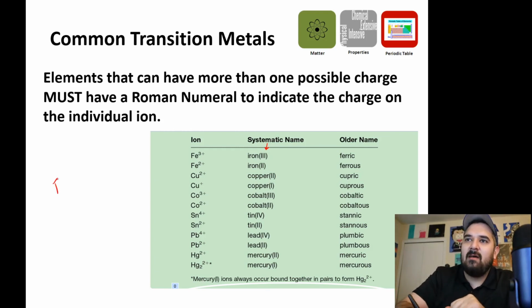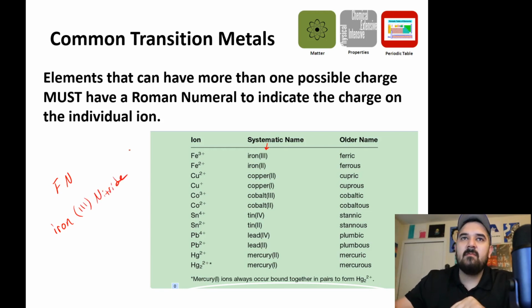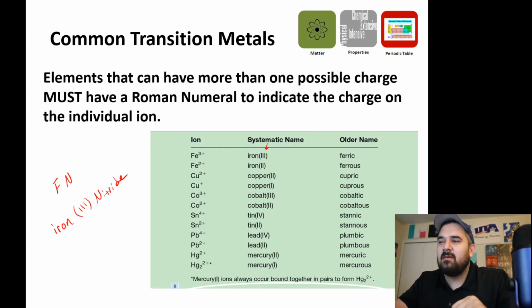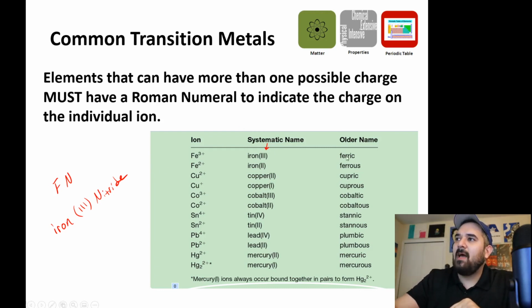So let's say we have iron bonded with a nitrogen. If we were to write out its name, it's going to say iron, and then it's going to have the 3 and then nitride. And you worked with these on the assignment last week. That's how we're going to do it. So these old names do not matter to you guys. So don't worry about these.